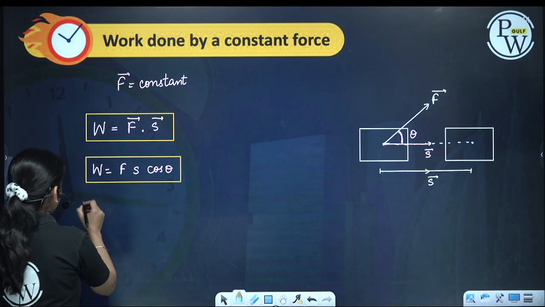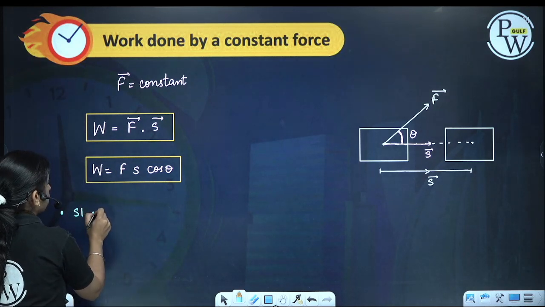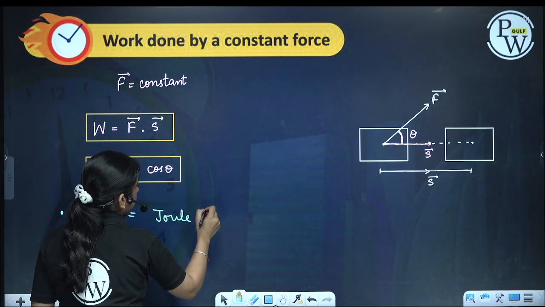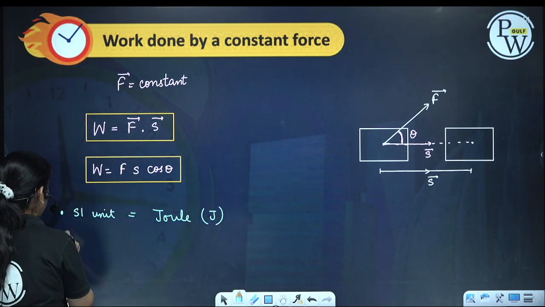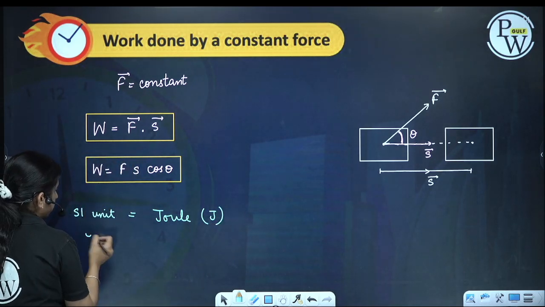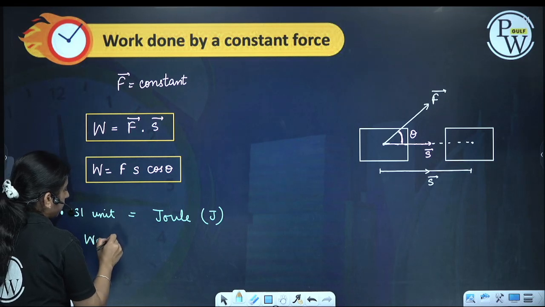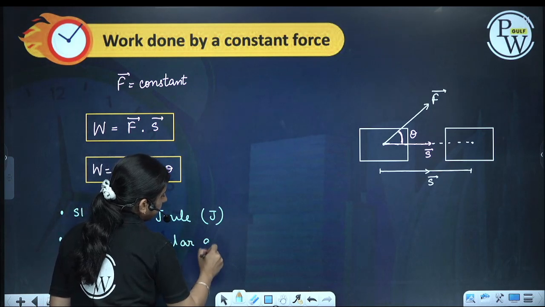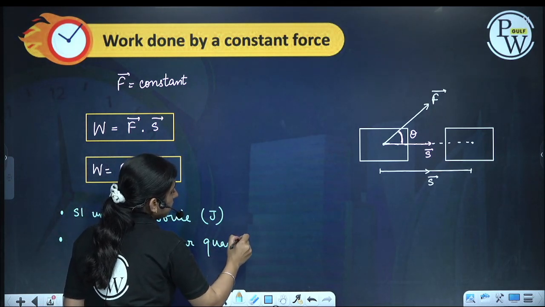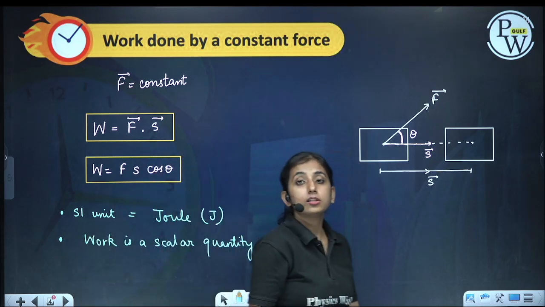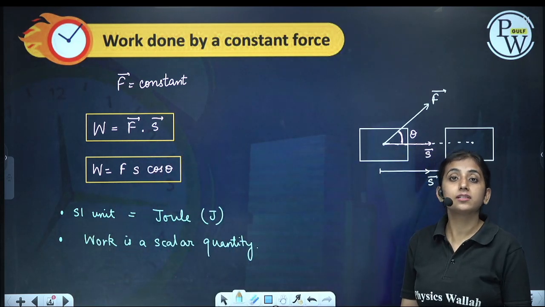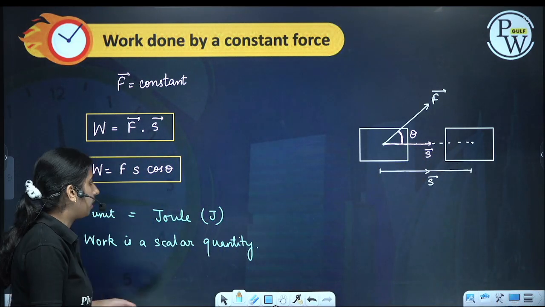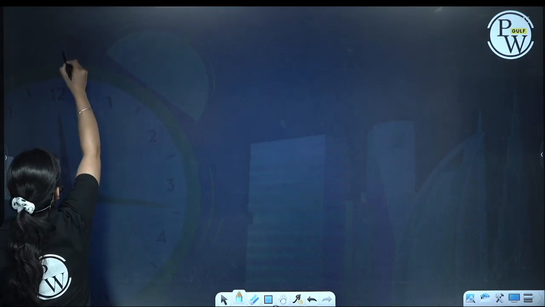Now see, what will be the SI unit of the work done? SI unit of work done will be joule, and work is a scalar quantity. Why scalar? Because it is a dot product, the dot product of F vector and S vector. After the dot product we get a scalar, so work is a scalar quantity. Now let us see nature of work done.